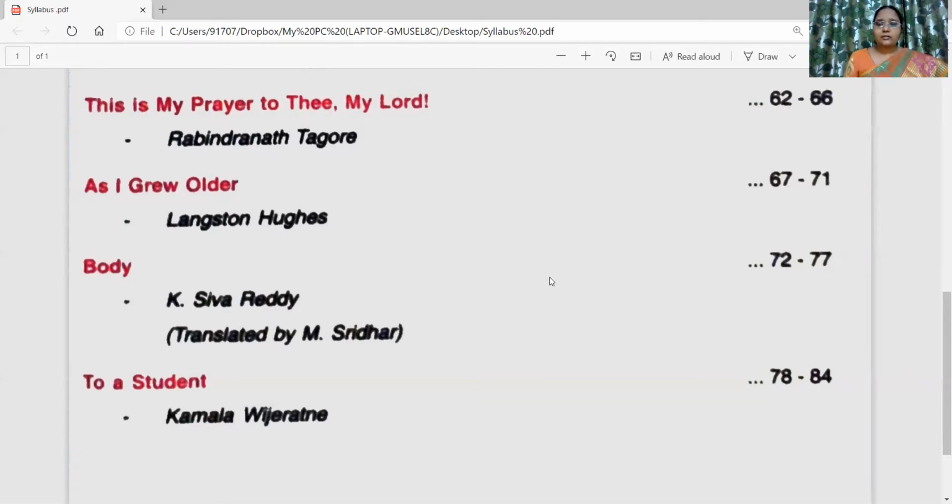So this is a nice poem, very interesting and very inspiring for us students. This is our second poem. Then coming to our third poem, As I Grew Older. So this is the heart of a writer, Langston Hughes.